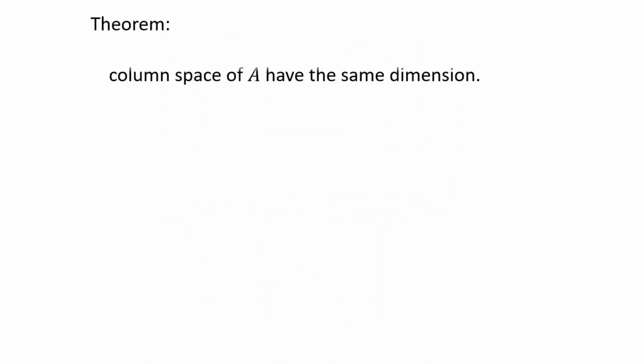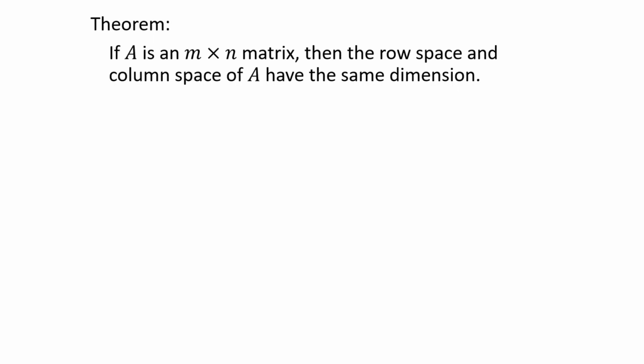Next, this theorem tells us that row and column spaces have equal dimensions. So if A is an m by n matrix, then the row space and column space of A have the same dimension. You can observe this in examples 1 and 3, where both bases for the row space and column space of matrix A contain 3 vectors. Please recall that the dimension is the number of vectors in a basis of a vector space.